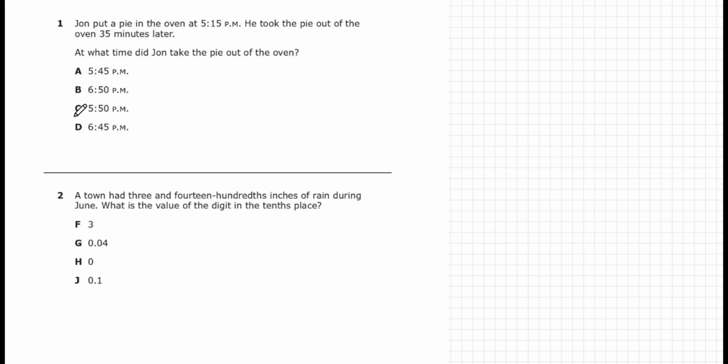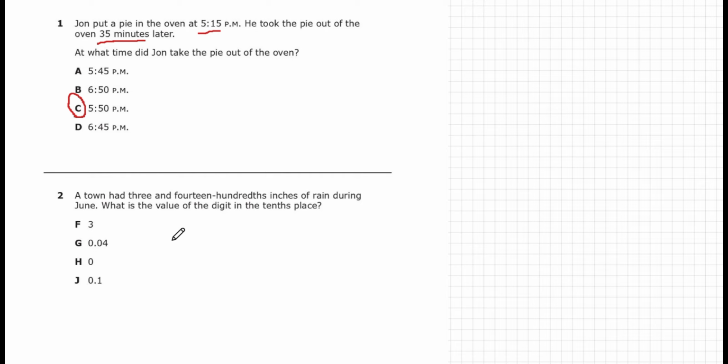Question number 1. John put a pie in the oven at 5:15 p.m. He took the pie out of the oven 35 minutes later. At what time did John take the pie out of the oven? We added 35 minutes to the 5:15 p.m., hence 5:50 p.m. is the correct answer.